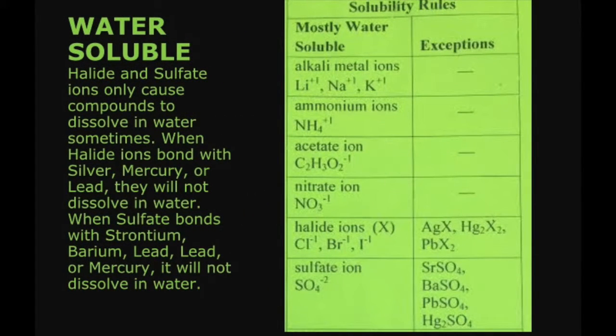In the second part of the water soluble ions of the solubility rule table are halide ions and sulfate ions. These ions have exceptions to the rule, meaning that they don't always cause compounds to be water soluble. For example, when halide ions such as chlorine, bromine, or iodine bond with silver, mercury, or lead, they will form a precipitate in aqueous solution. Sulfate ions will form a precipitate in aqueous solution if they bond with strontium, barium, lead, or mercury.